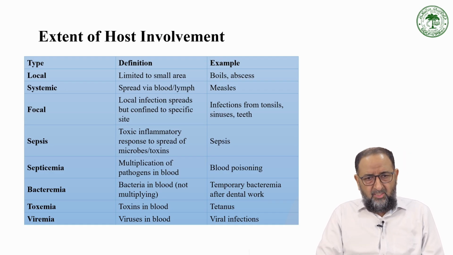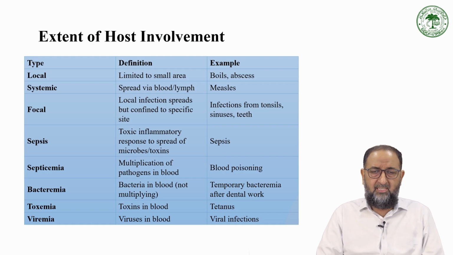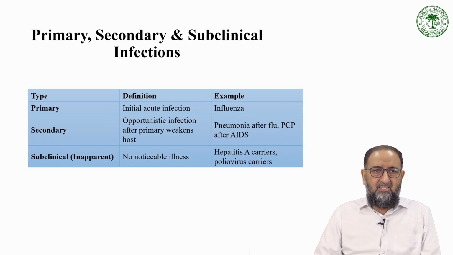Then toxemia, toxin in the blood: various bacterial or viral toxins, like the tetanus toxin. Tetanus is one of the examples. Then we have viremia. Viremia is virus in the blood, like in viral infection.